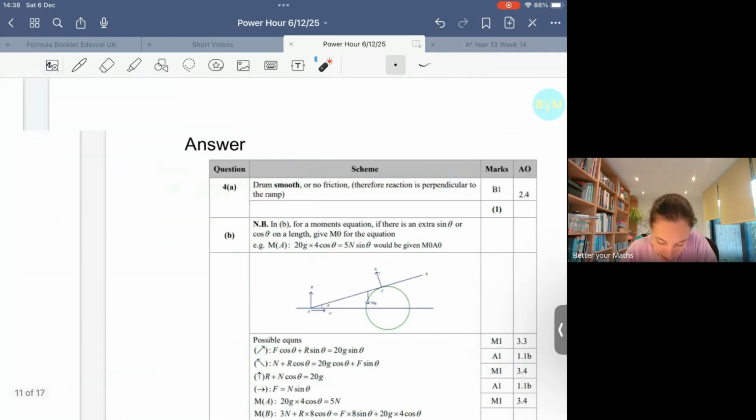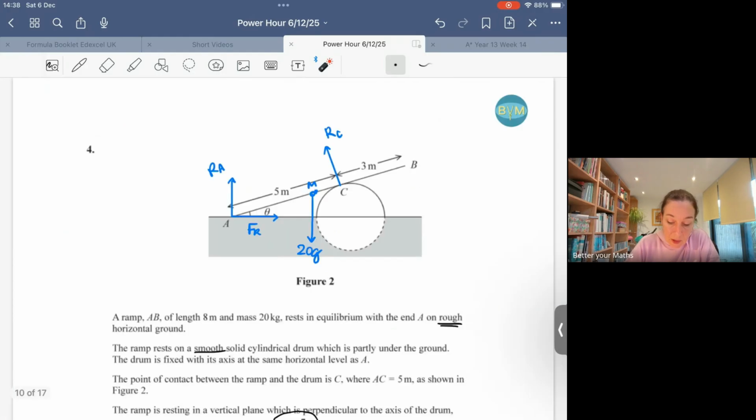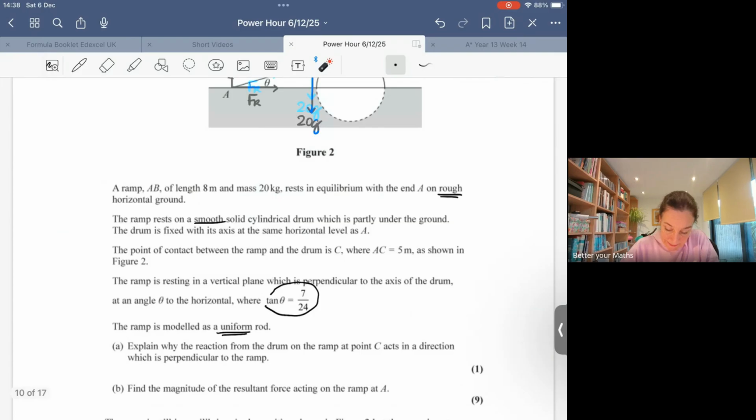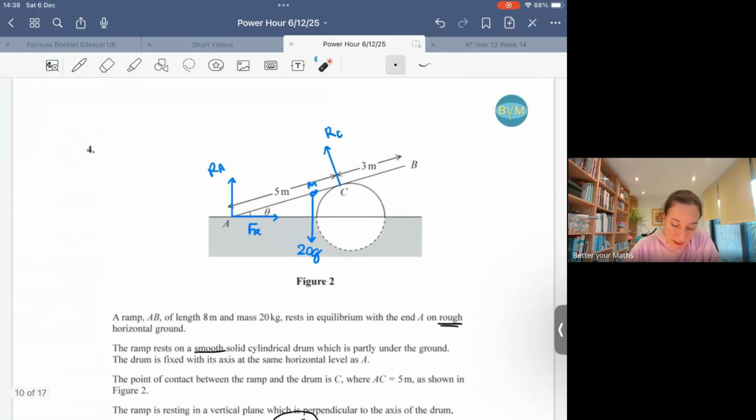Let me show you what they explain. There is no friction. The reaction is perpendicular to the ramp, because it's perpendicular to this cylinder. Then, this is the big one. Look, 9 marks. Find the magnitude of the resultant force acting on the ramp at A. So we need the resultant force at A, this one.